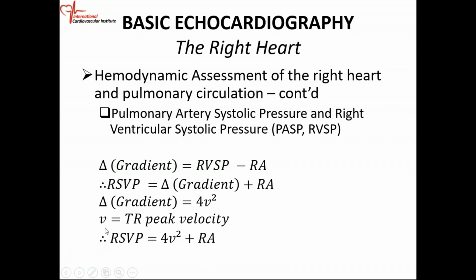And you get your right ventricular systolic pressure, which is the same thing as your PA systolic pressure, unless you have obstruction at the right ventricular outflow tract or the pulmonary valve level, then that equality no longer exists.